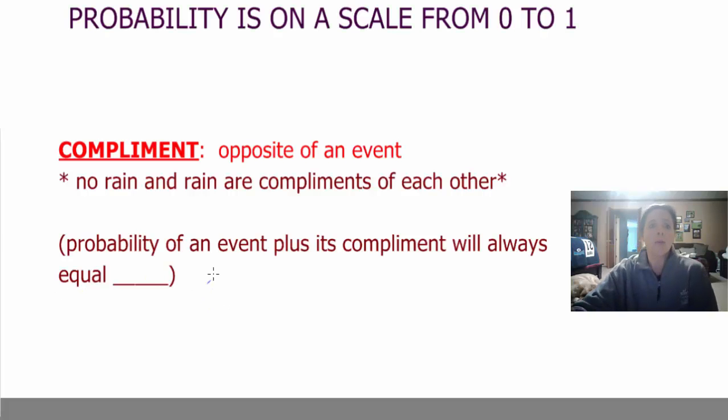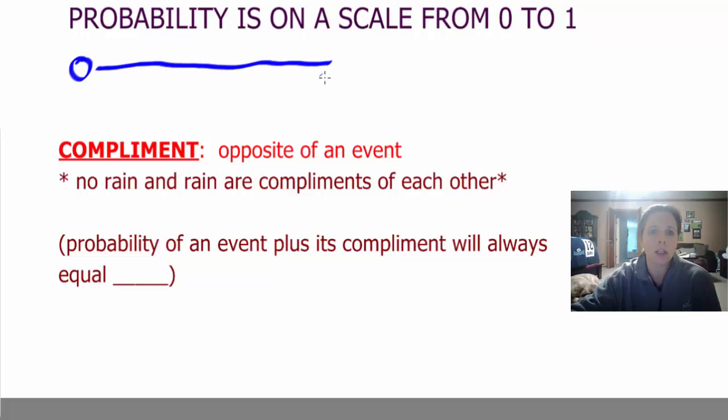Probability is on a scale from 0 to 1. What that means is you have 0 all the way over here till 1. You have a half in here and 3/4 and 1/4 and all those things. And what that's saying is 0 is impossible.